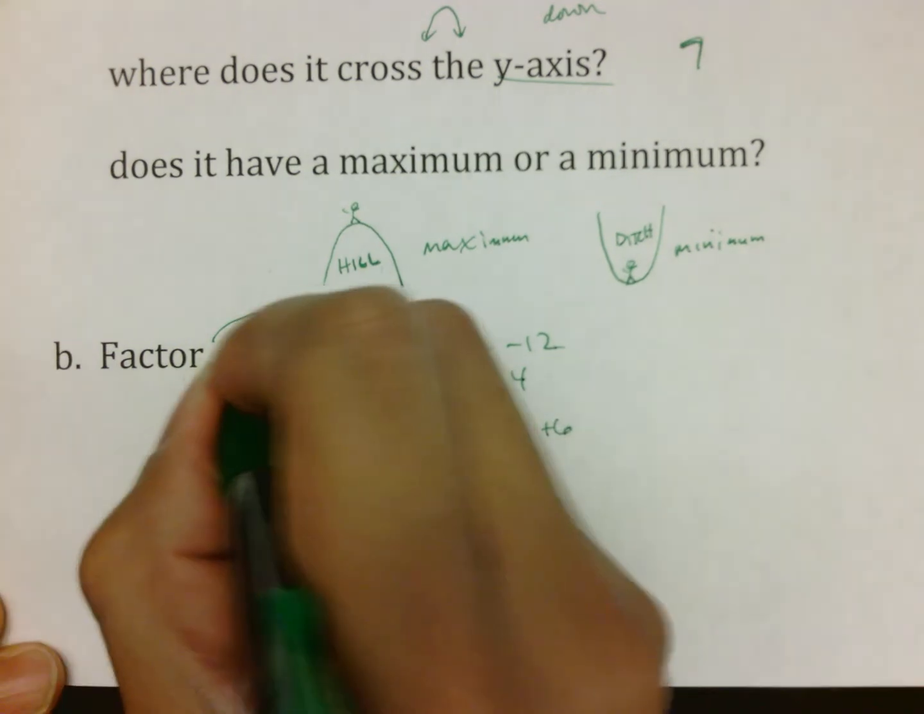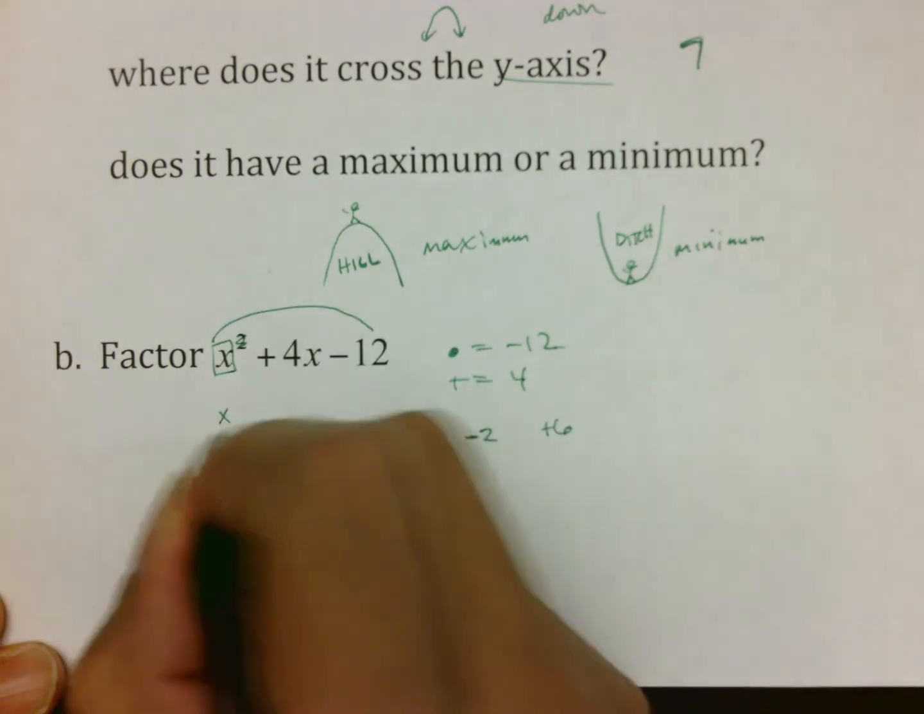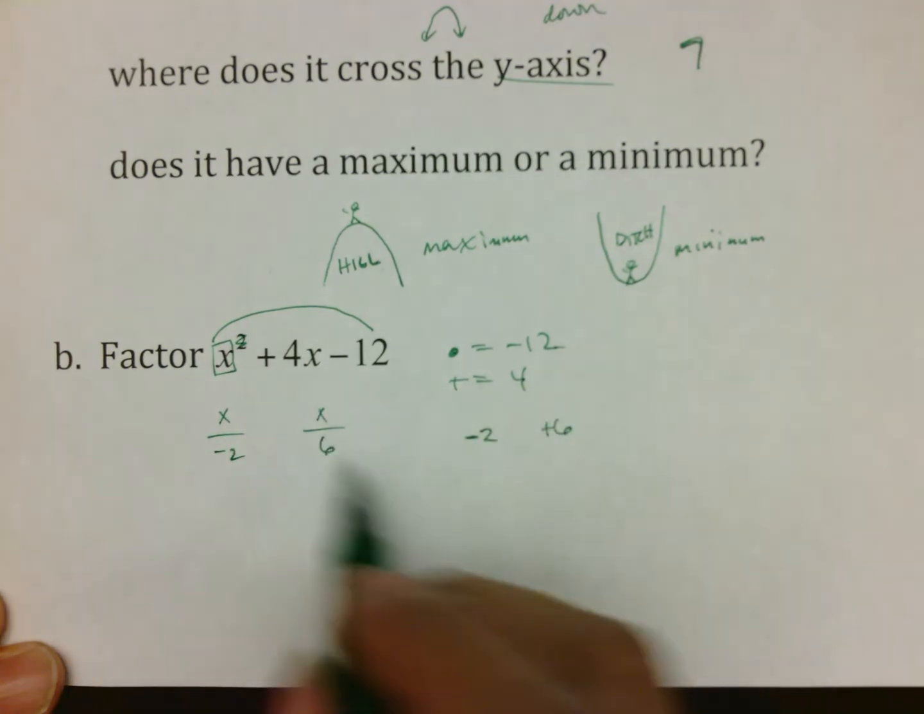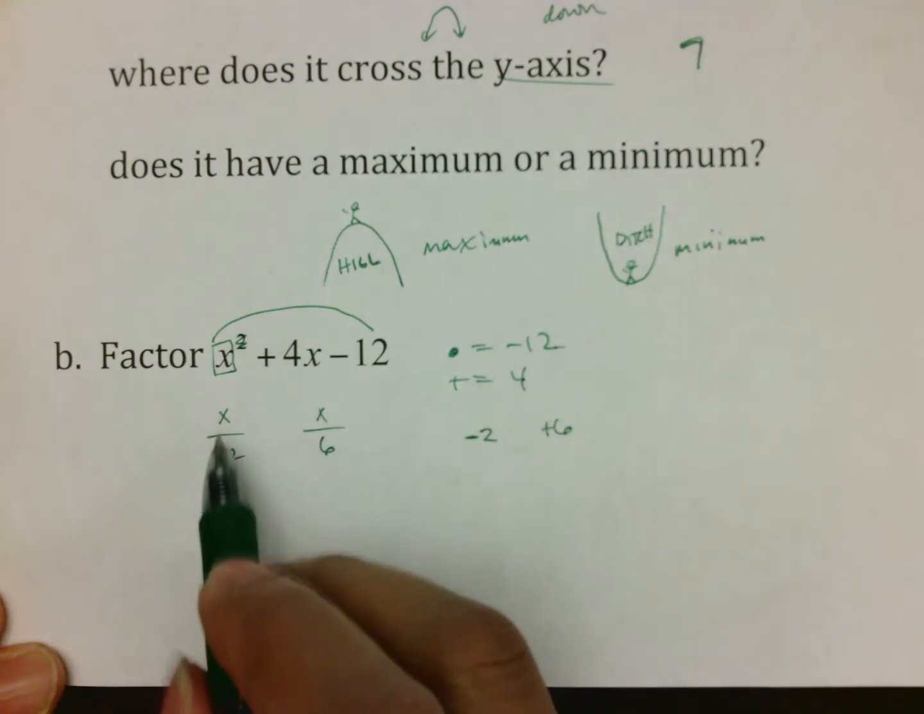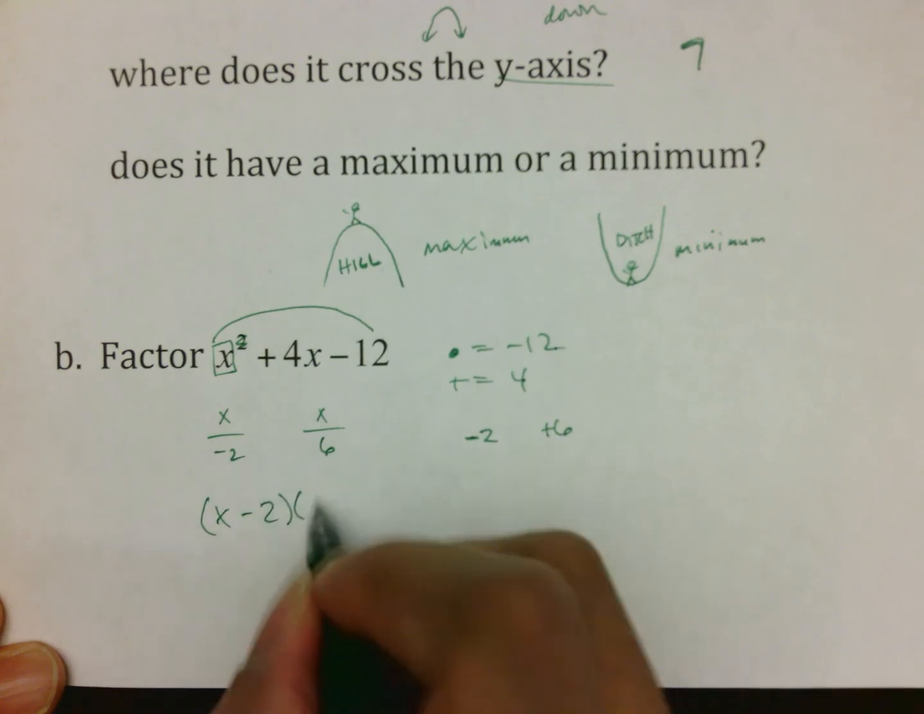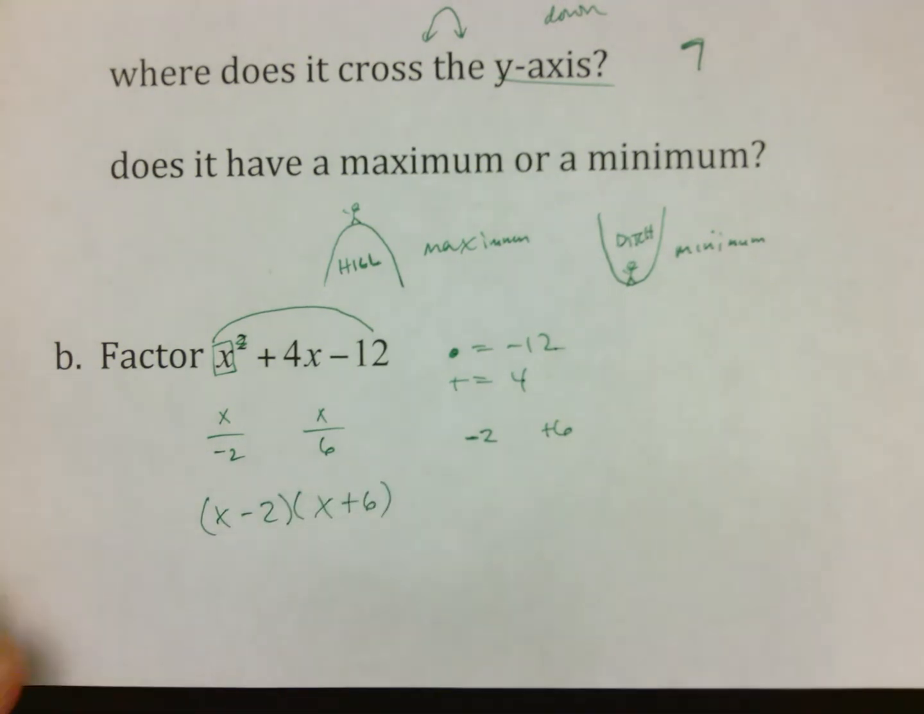You were then taught to ignore this sign and take this and put it over both of those numbers. The good news about this one was that because x is the only thing on top, these are already reduced, and so my answer is x minus 2 and x plus 6.